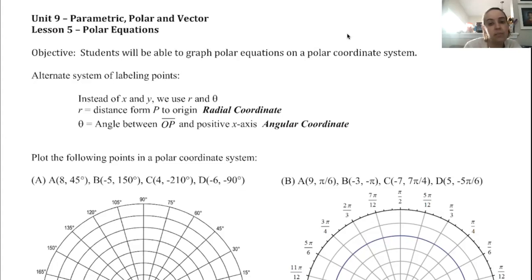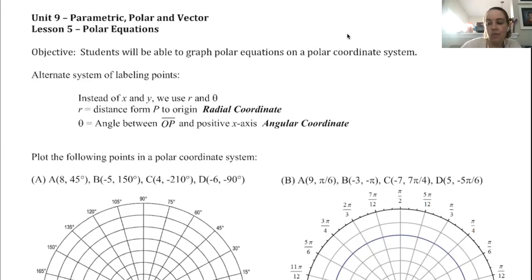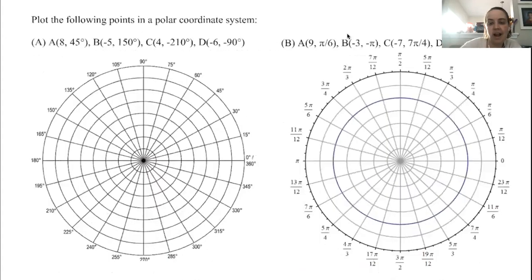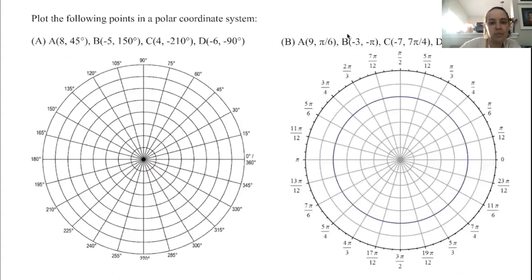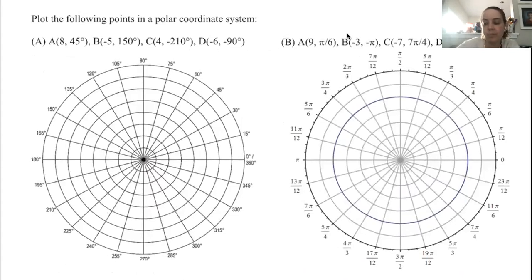R is the distance from P to the origin, the radial coordinate. I'm thinking radius. Theta is the angle between OP and the positive axis, your angular coordinate. So to get used to these, let's try graphing some. It's kind of crazy that we learn what they are and then jump into calculus, but we'll do that momentarily. So we're going to plot these. Point A is at (8, 45).